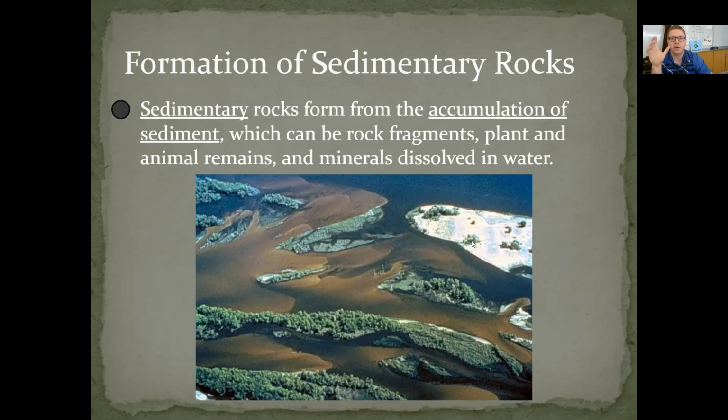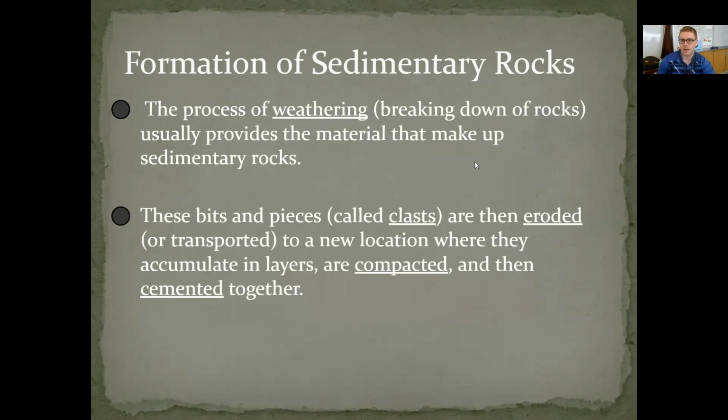So we're talking sediment here. What is sediment? Well, sedimentary rocks form from the accumulation of sediment, which are different small pieces, essentially. You want to think of sediment as the building blocks for sedimentary rocks. It can be rock fragments, it can be plant and animal remains, kind of like bones or skeletons or shells or something like that, or it can even be minerals that are dissolved in water that eventually settle out of that water once that water stops flowing. So sediment, or the accumulation of sediment, forms our sedimentary rocks.